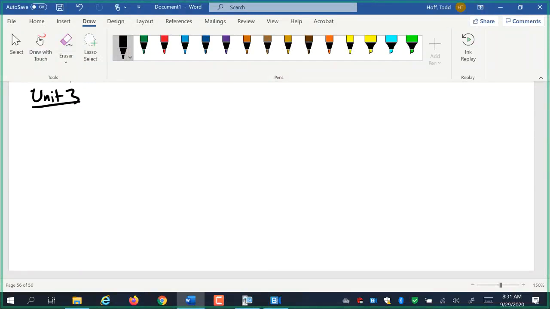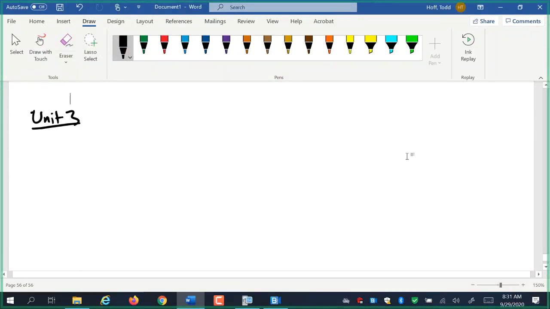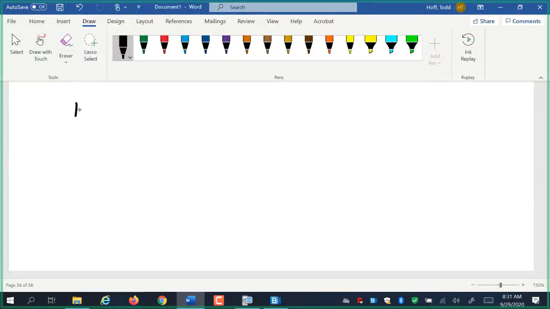So we're going to start off today with Unit 3 with something that seems like it might be slightly unrelated, but it's actually a very important topic when it comes to measurement. And it's things that look like this.